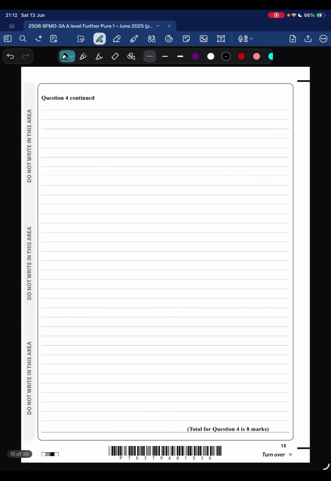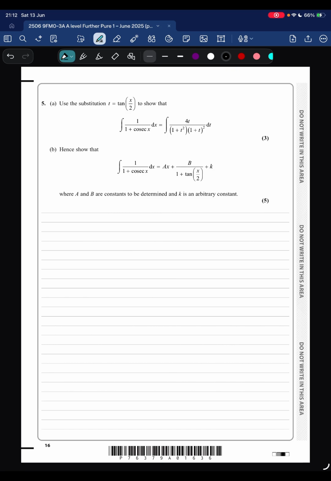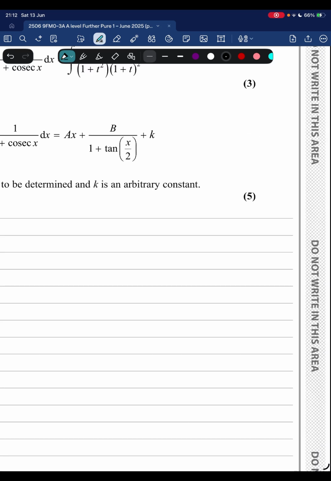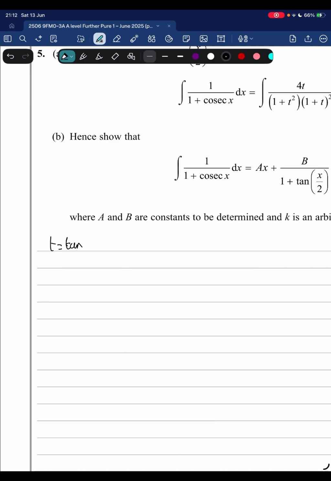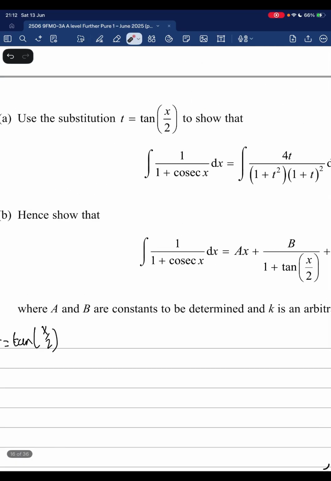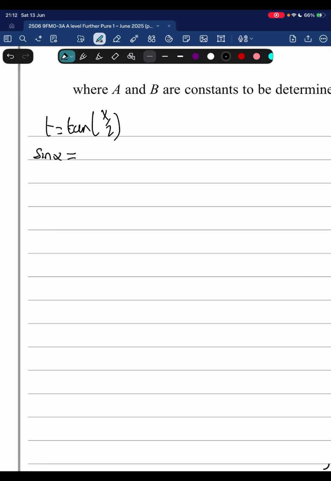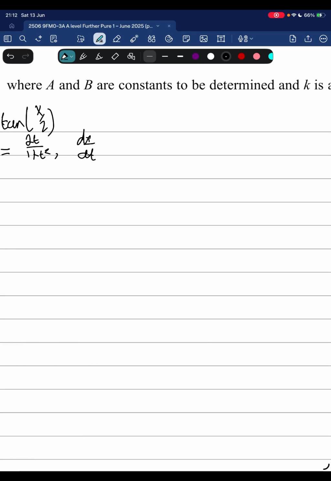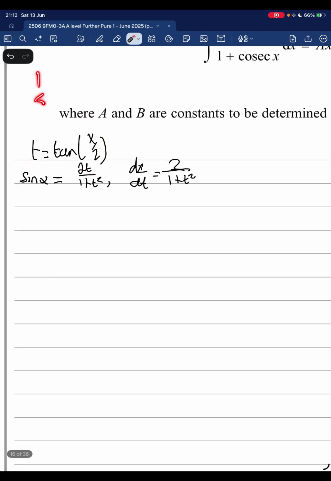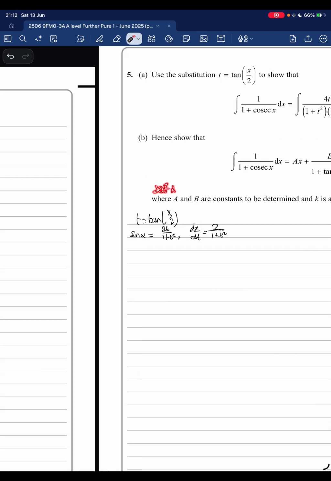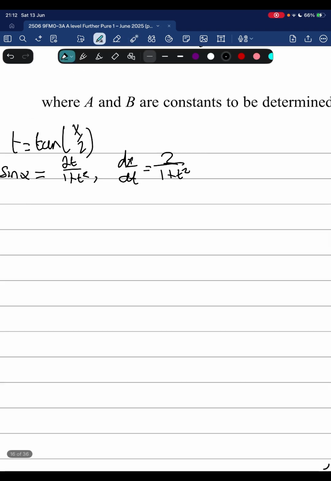Okay. Next question, we are given a Weierstrass substitution question. So we're going to let t equal tan of x over 2, obviously, because that's what the question asked. Now you should know these results off the top of your head. If you don't, you can draw this triangle with angle x over 2, and then use the double angle to find sine x. So sine x is 2t over 1 plus t squared, and dx by dt equals 2 over 1 plus t squared. Obviously differentiate this, you're going to get a half sec squared x over 2, and you just use your trig identities from there.